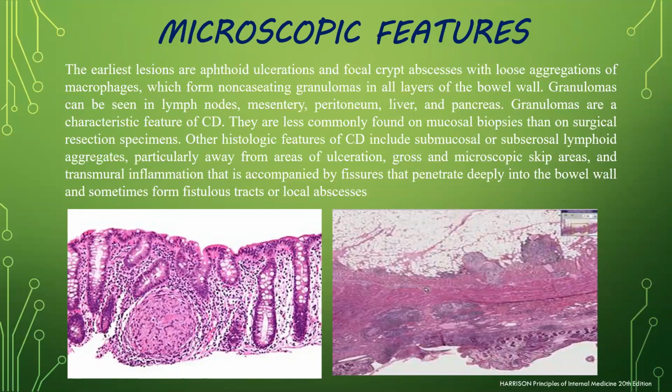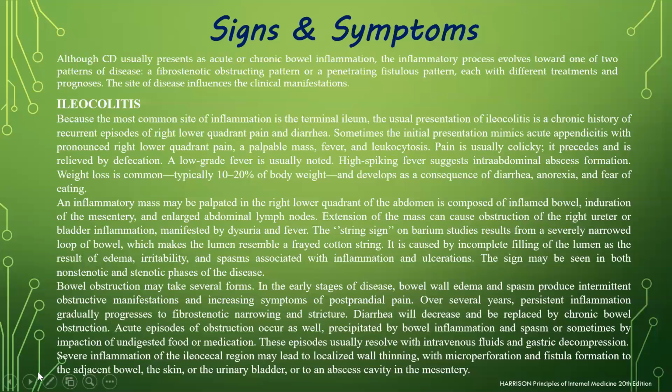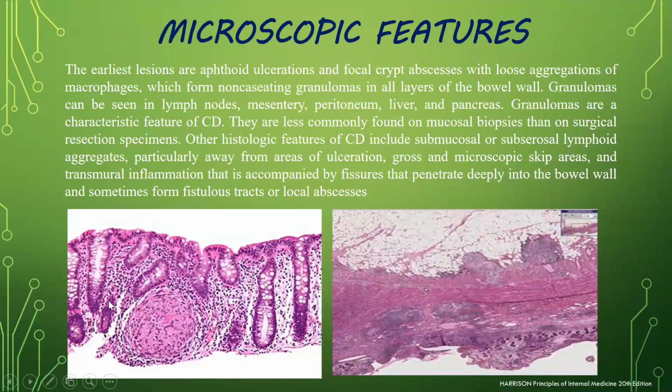The earliest lesions are aphthoid ulceration and focal crypt abscesses with loose aggregation of macrophages, which form non-caseating granulomas, present on the picture here. Here is the granuloma. Here is a granuloma; you can clearly see this. Here it is too. In all layers of the bowel wall, these granulomas are present, and they are a characteristic feature of Crohn's.